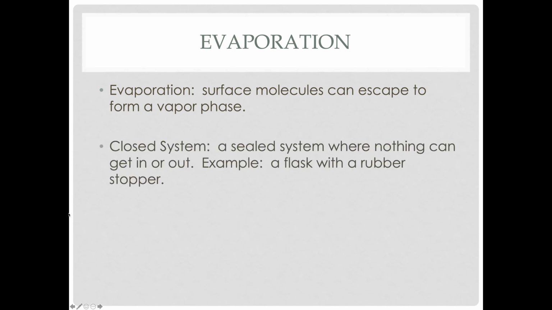A closed system is a system that you have sealed up so that nothing can get in or out. So if you take an Erlenmeyer flask and you have your system inside the flask and you put a rubber stopper on it, then nothing can get in or out. As long as you don't add or remove any heat, it will remain a closed system.